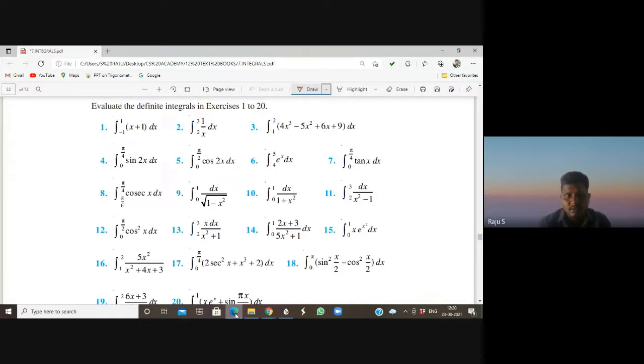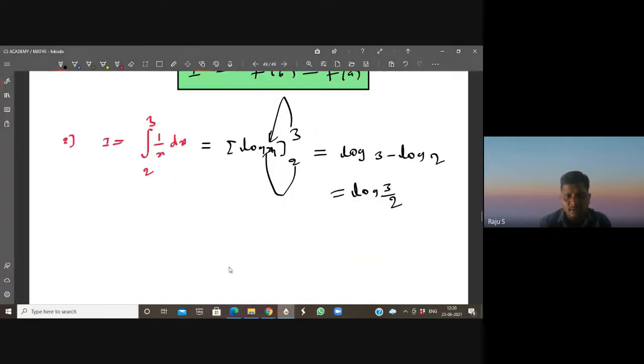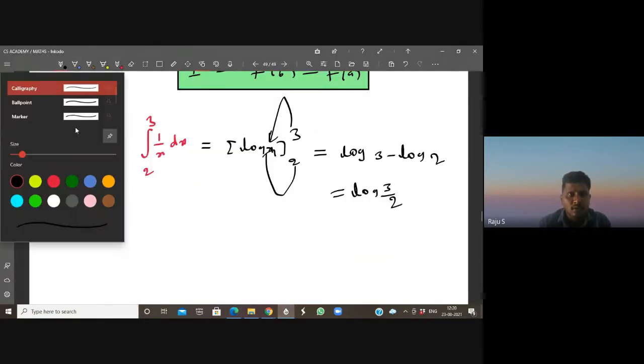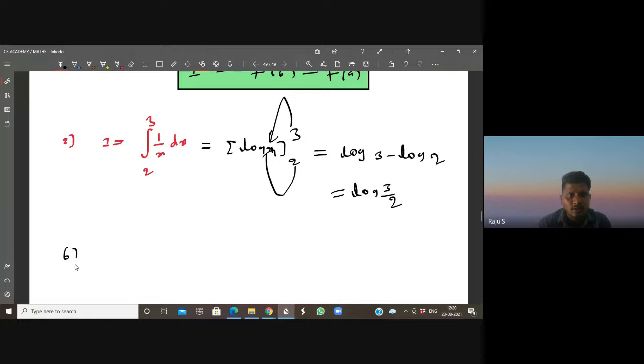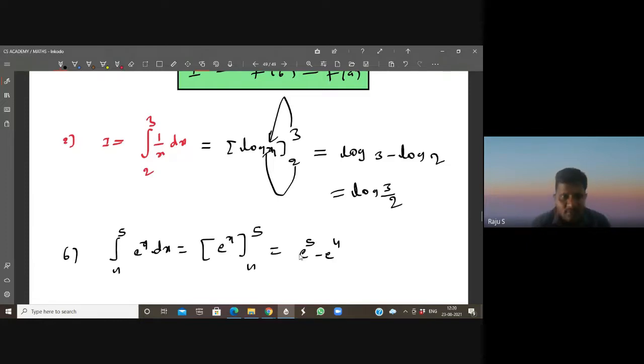That's it. And you can take any question, like for example question 6, integral 4 to 5 e power x dx. What is the integral of e power x? E power x from where to where? 4 to 5. So e power 5 minus e power 4. So this is the answer for this question.